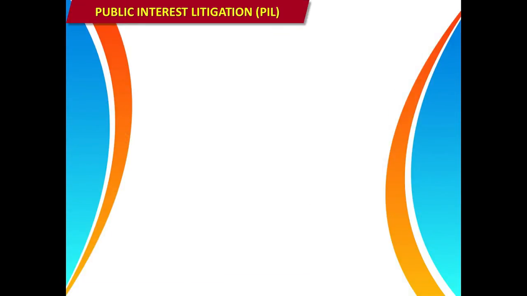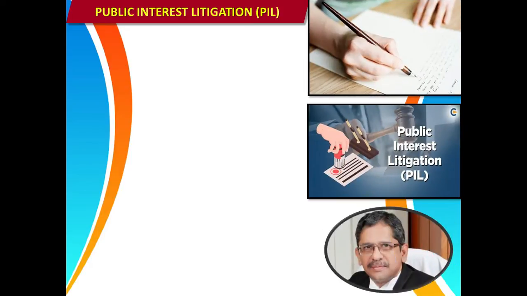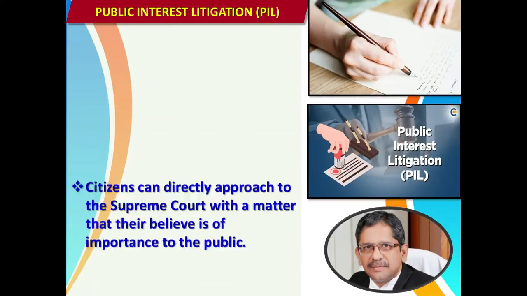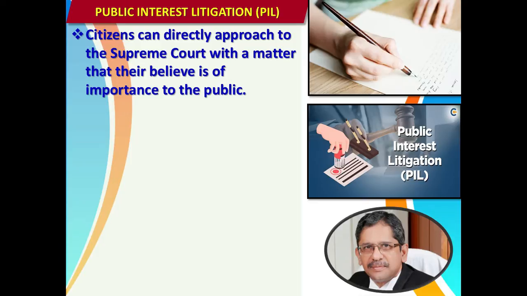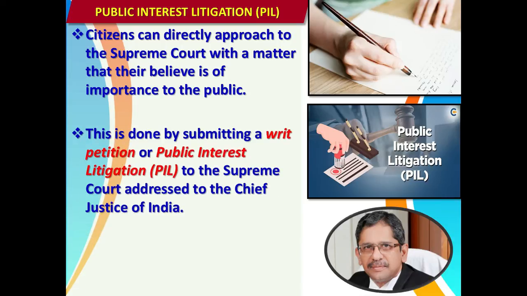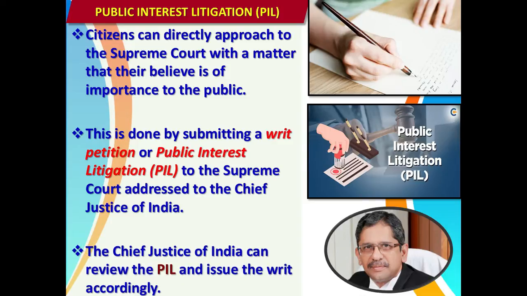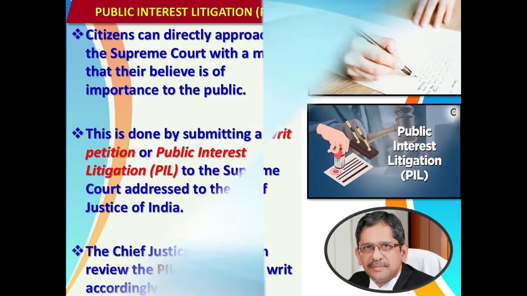And the next one is the public interest litigation, that is the PIL. PIL means that citizens can directly approach the Supreme Court with a matter that they believe is of importance to the public. This is done by submitting a writ petition or public interest litigation, PIL, to the Supreme Court addressed to the Chief Justice of India. The Chief Justice of India can review the PIL and issue the writ accordingly.